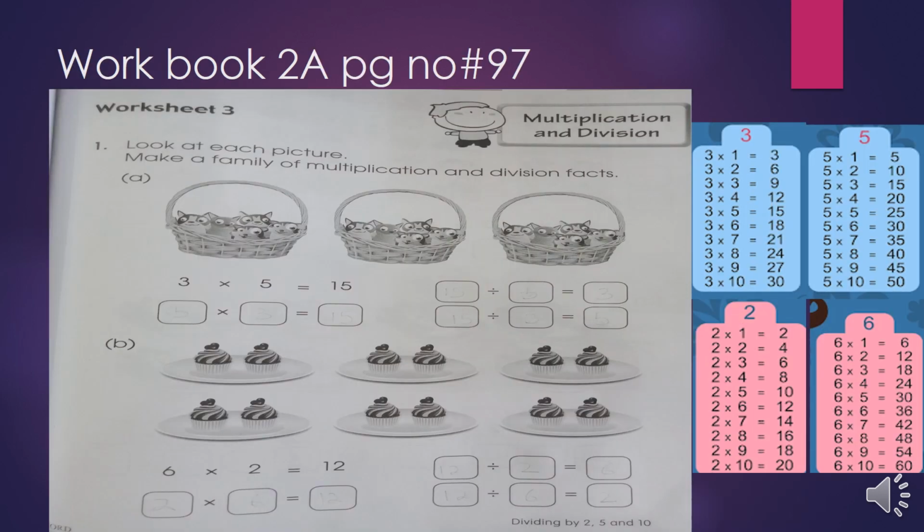So we are on workbook page number 97. You have to take out your workbook 2A, and let's start the work. Make sure you have your pencils and erasers. Question number 1. Look at each picture. Make a family of multiplication and division facts.